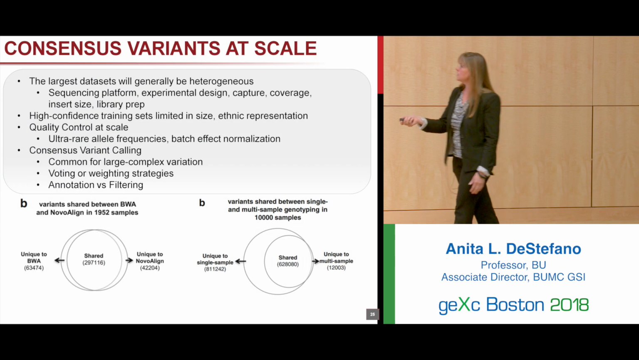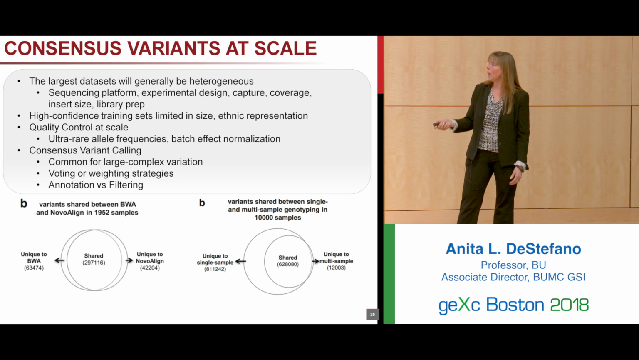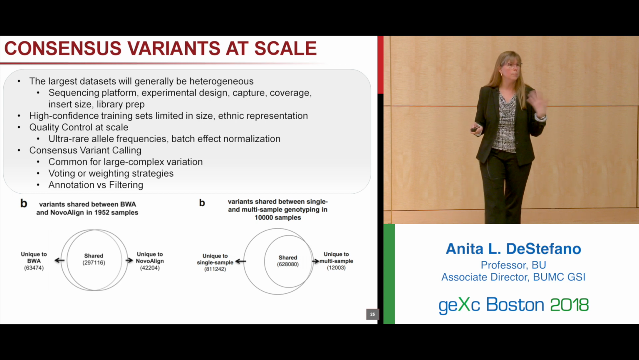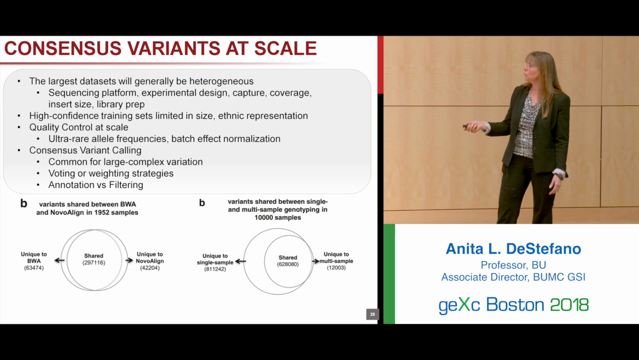What was found in that independent paper, and they looked at both aligners and different ways of implementing callers, was either a single sample caller that's using data from a single sample at a time versus multi-sample, which is using information across samples to inform the calling. They found that you get different variants called with those 2 different approaches.